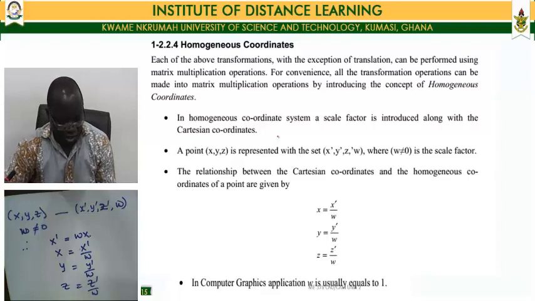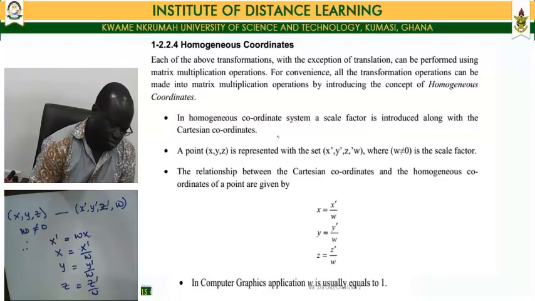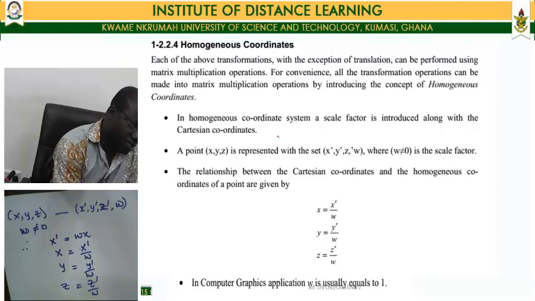Okay, now in this homogeneous system, if you use it in a computer representation or in a computer graphics application, this omega is equal to 1.